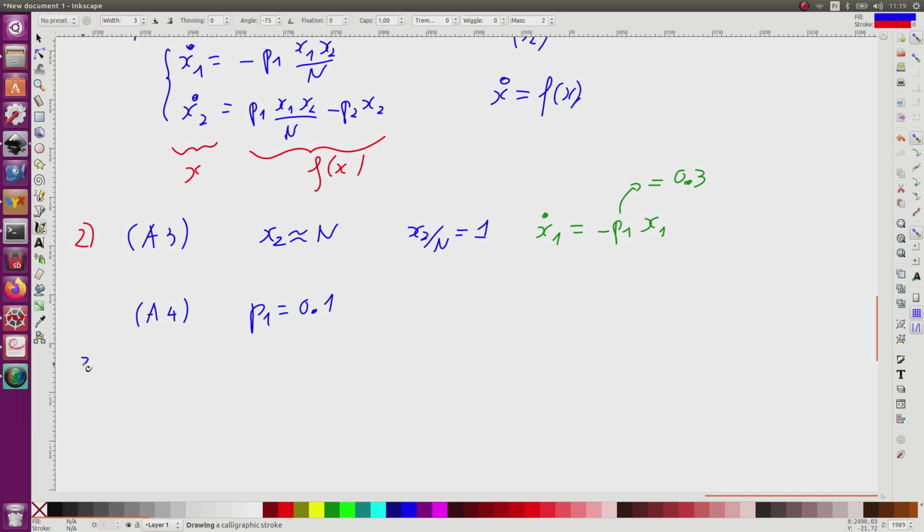Question number 3. My system is described by x dot equal f of x. I have no more evolution when x dot is equal to 0, which means that f of x is equal to 0. From this, it is equivalent to say that this quantity is equal to 0.